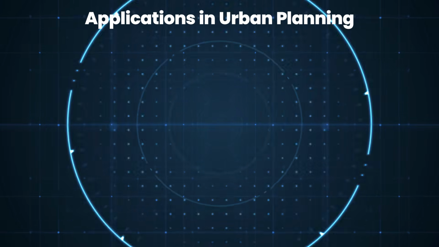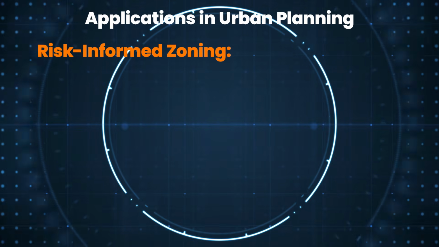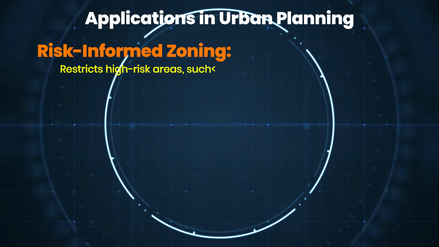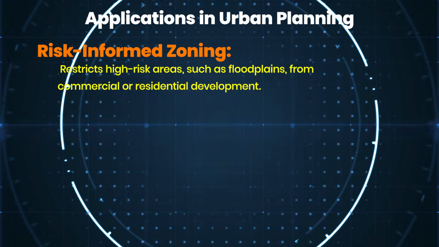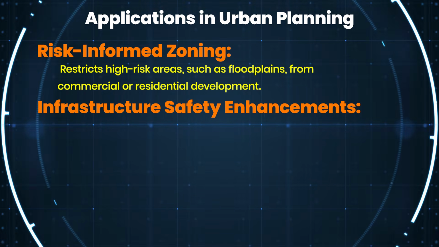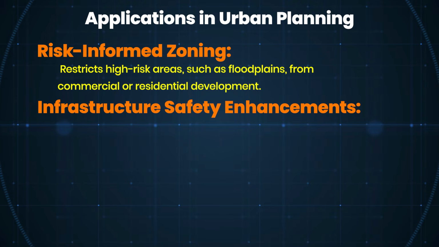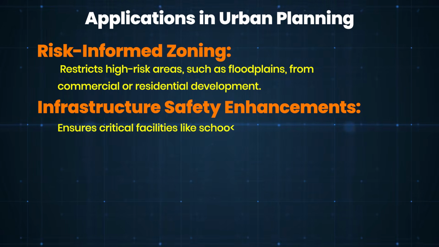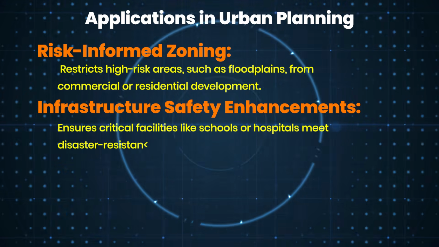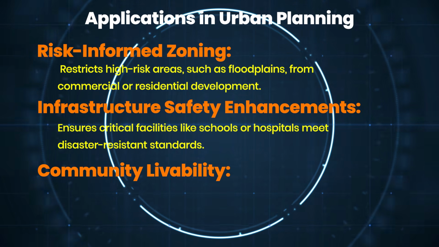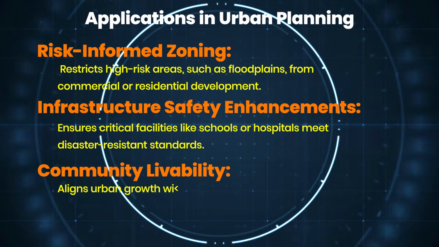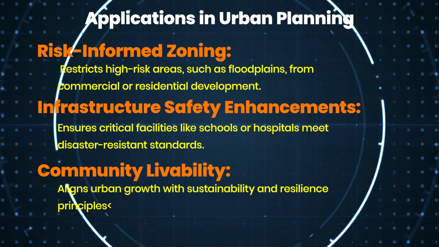Now, let us discuss its relevance and its application in urban planning. Number 1 is risk informed zoning in urban areas. It restricts high risk areas such as floodplains from commercial or residential development. Number 2, infrastructural safety enhancements. It ensures critical facilities like schools or hospitals meet disaster resistant standards. And the third is community livability. It aligns urban growth with sustainability and resilience principles.